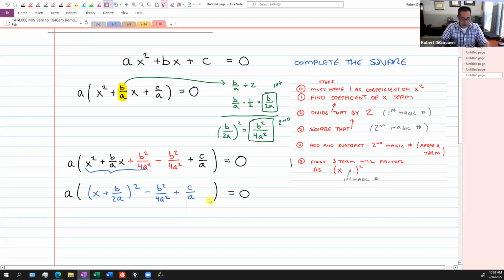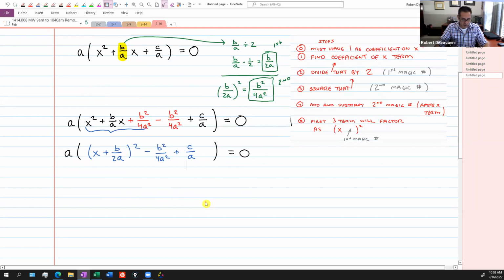The next step I'm going to do, I have choices here. Let me squash these two together. I'll do it over here on the side. I have minus b squared over 4a squared, and then I have plus c over a. If I put those together, I need a common denominator, which has to be 4a squared. So I'm going to multiply the bottom by 4a over here and the top by 4a over here. Does that seem fair? Okay, so now the bottoms will both have 4a squared.